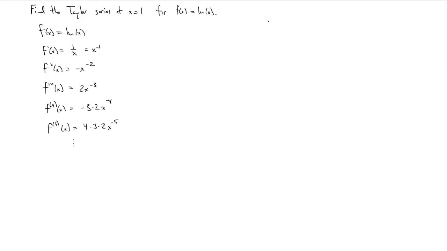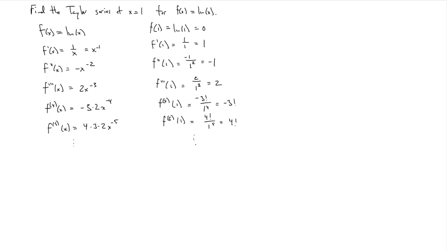And now I need to take each of these derivatives and evaluate it at x equals 1. And f of 1 is the natural log of 1, which is 0. It's easy to see that f prime of 1 is equal to 1, and that f double prime of 1 is equal to negative 1. We get that f triple prime of 1 is 2. 2 times 1 to the negative 3 is 2 over 1 cubed, which is just 2. And the fourth derivative, negative 3 times 2 is negative 3 factorial. So this is negative 3 factorial over 1 to the fourth, which is just negative 3 factorial. And the fifth derivative is 4 factorial.